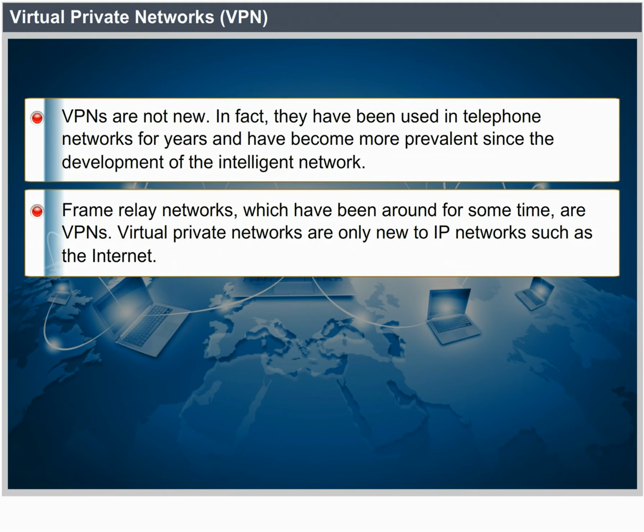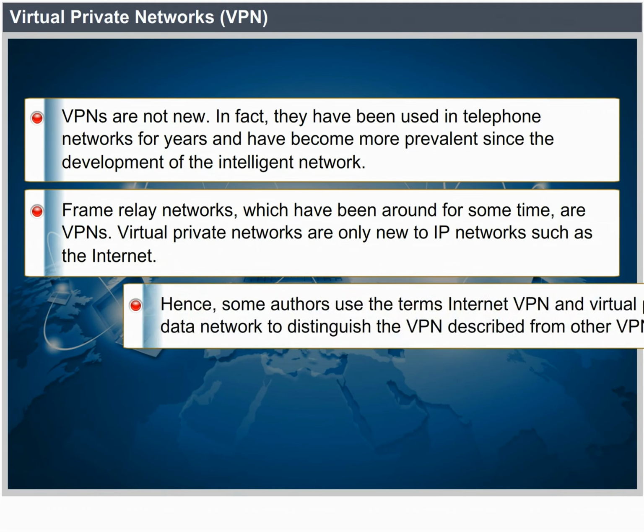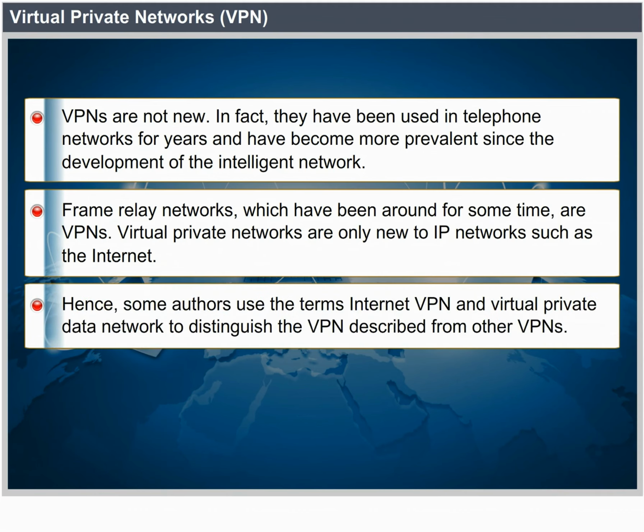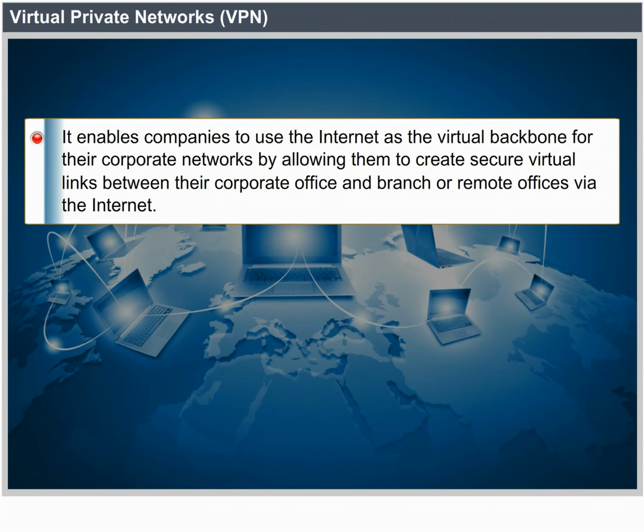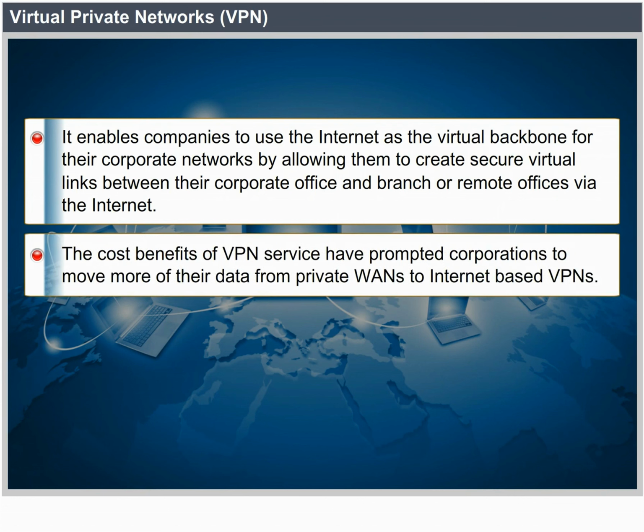Therefore, some authors use the terms Internet VPN and Virtual Private Data Network to distinguish the VPN described from other VPNs. The goal of a VPN is to provide a secure passage for users' data over the non-secure Internet. It enables companies to use the Internet as the virtual backbone for their corporate networks by allowing them to create secure virtual links between their corporate office and branch or remote offices via the Internet. The cost benefits of VPN service have prompted corporations to move more of their data from private WANs to Internet-based VPNs.